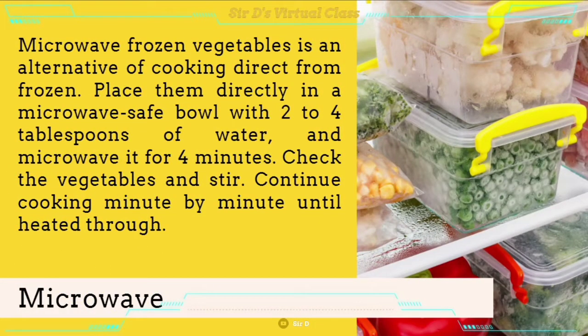You can also make use of the microwave. Microwaving frozen vegetables is an alternative to cooking direct from frozen. Place them directly in a microwave-safe bowl with 2 to 4 tablespoons of water and microwave for 4 minutes. Check the vegetables and stir. Continue cooking by the minute until heated through.